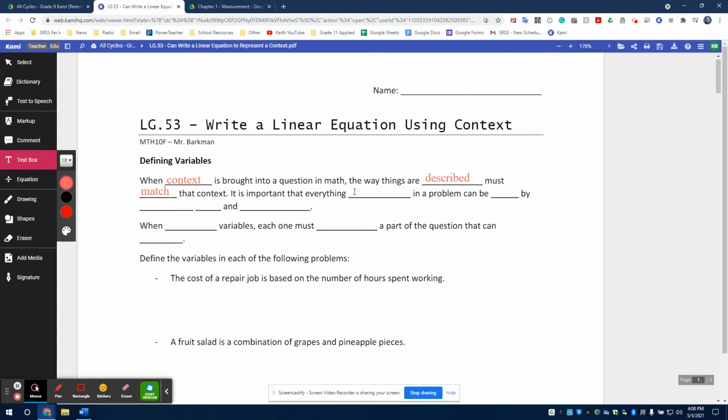It is important that everything presented in a problem can be read by someone else and understood. So we need to make sure that we can understand what we are talking about in that problem.